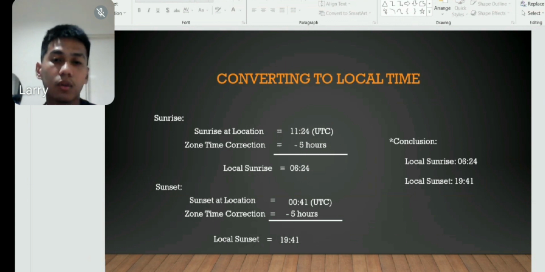Therefore, our conclusion is that our local sunrise is 6:24 a.m. and our local sunset is 7:41 p.m. And that would be all.